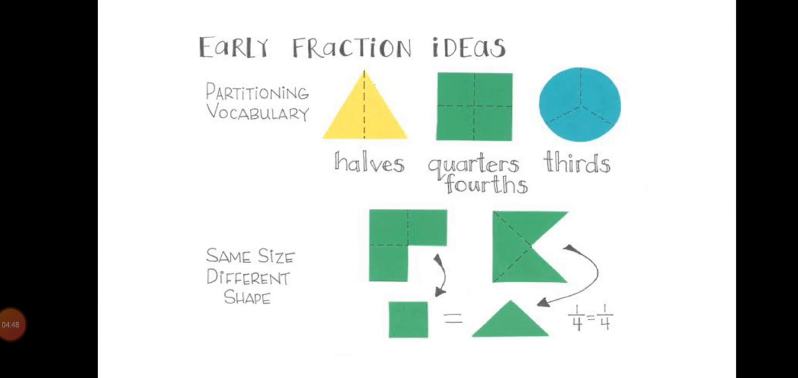Okay, fraction ideas, partitioning vocabulary. What are the vocabularies? If one thing is divided into two equal parts, we call it halves. And if one thing is divided into four equal parts, we call them quarters or fourths. If one whole thing is divided into three equal parts, we call them thirds.